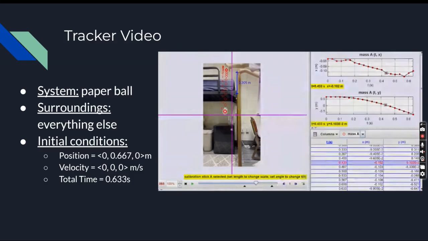For the video, we use a paper ball, which is the system, and the surroundings is everything else. I positioned my coordinate plane with the positive y-axis going up and the positive x-axis going to the right, so my model moved along the negative y-axis. I used my ruler as the scale calibration. My initial conditions are shown here, and you can see the y-graph is exponentially moving into the negative direction due to the acceleration of gravity on the object.